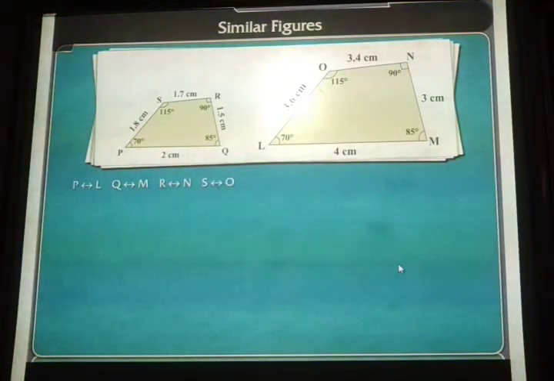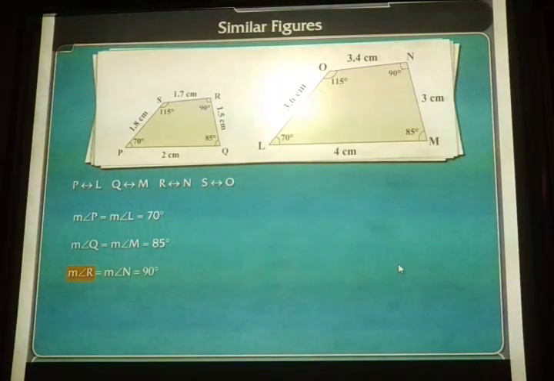In these two quadrilaterals, the measure of angle P is equal to the measure of angle L, which is equal to 70 degrees. The measure of angle Q is equal to the measure of angle M, which is equal to 85 degrees. The measure of angle R is equal to the measure of angle N, which is equal to 90 degrees, and the measure of angle S is equal to the measure of angle O, which is equal to 115 degrees. Now, let us find the ratio of the lengths of the corresponding sides.